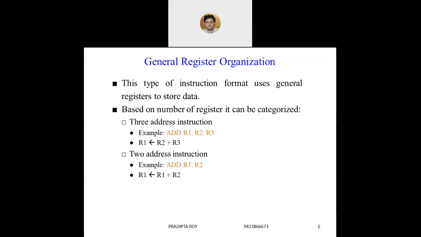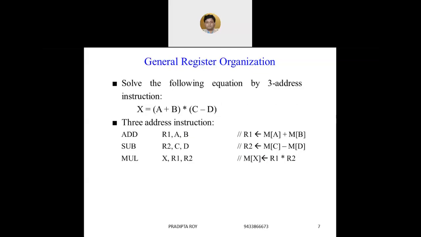In the three address instruction, we have a provision to locate three different operands. And in the two address instruction, you can have two operands. With the help of an example, I will show you how the three address and two address instructions execute.